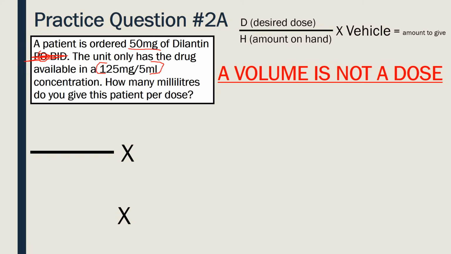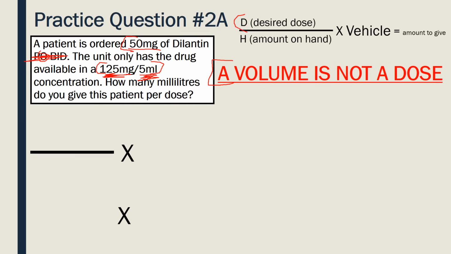Now let's take a look at this. This is the most important thing you have to remember. A volume is not a dose, and these next 2 questions are going to explain that to you a little bit better. So this 5 milliliters that you see here has absolutely nothing to do with the dose. The dose is always in milligrams, or a unit of weight. Milliliters are a unit of volume of liquid. It has nothing to do with the desired dose we are trying to achieve. So let's run through the question and see what we get.